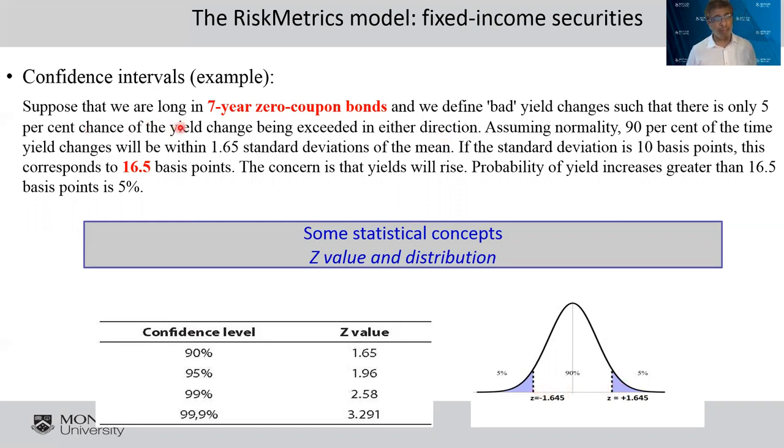So now suppose that we have a long position, and you already know it's a long position. It's 7-year 0 coupon bonds, and we define the yield change as there being only a 5% chance of the yield change being exceeded in either direction, which means we are considering this to be 5%, and this is 5%, and there is a possibility that this will be out of the 90% area. So we are calculating the 5% here.